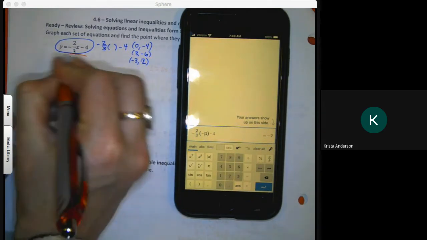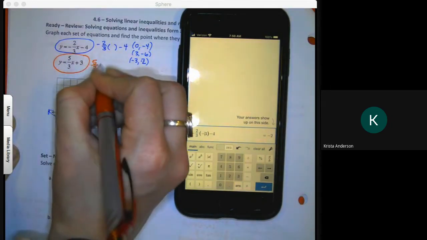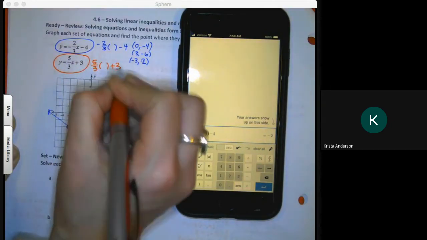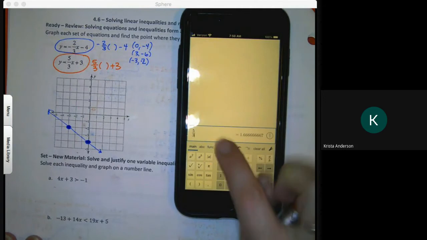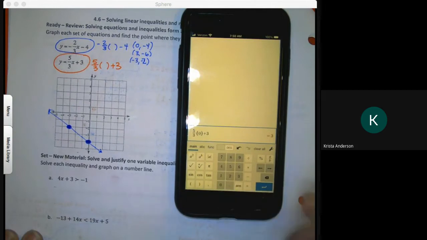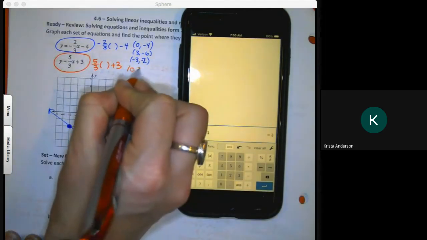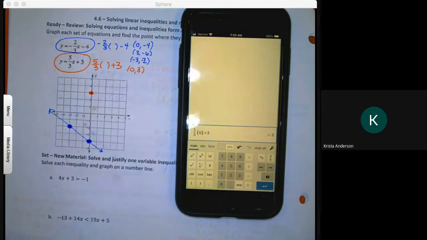Now I'm going to graph this one. When I type it on my calculator, it will look like this. I'm going to clear 5 divided by 3 with parentheses plus a 3. First, I plug 0 in. 0's at 3. Bottom of the fraction is a 3, so I'm going to plug a 3 in. 3, 8.